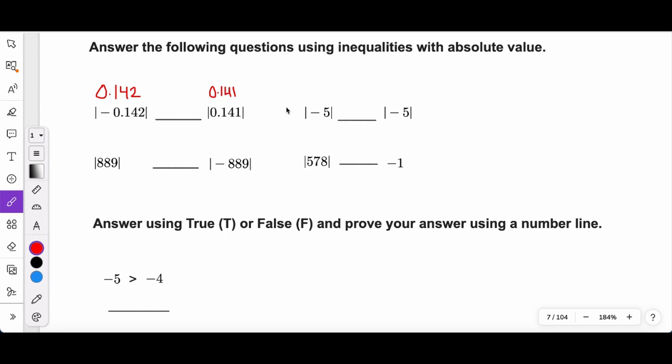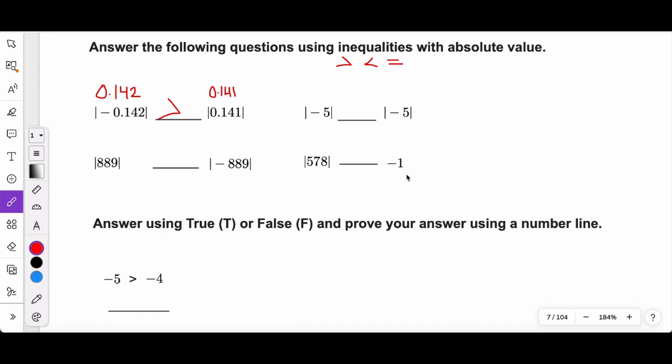So basically, if you need a recap, an inequality uses symbols such as greater than, less than, or equal to. So those are some examples of inequalities. That's the kind of inequalities I'm going to use. I see that 142 thousandths is greater than 141 thousandths. So that's why I'm going to put the greater than sign right there. So that's our first problem.